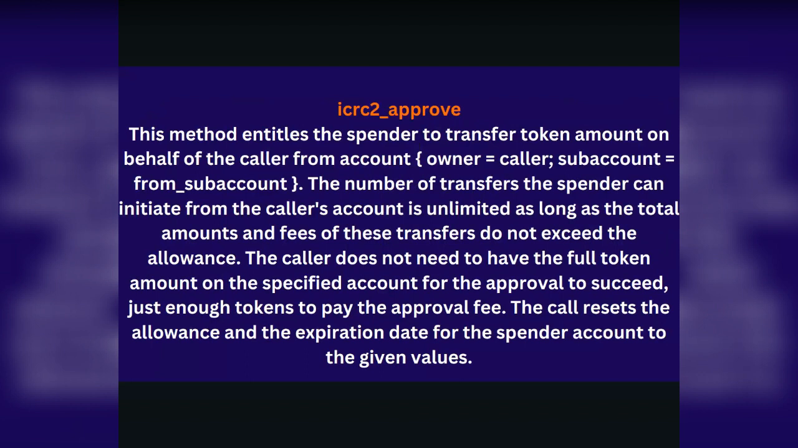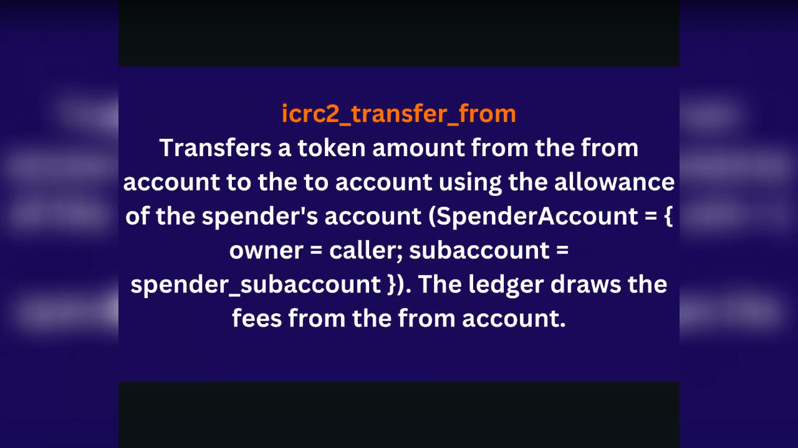This method entitles the spender to transfer a token amount on behalf of the caller from a particular account. So that's just that. The caller does not need to have the full token amount on the specified account for the approval to succeed, just enough tokens to pay for the approval fee. Just go forward. There's also another method.